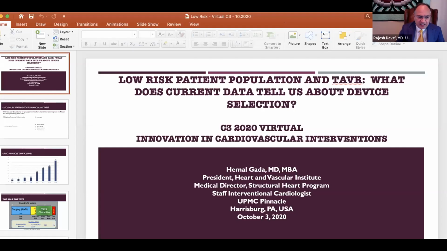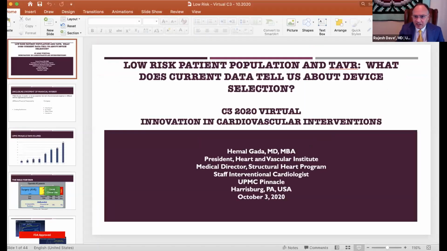And I'd like to now have Dr. Hemal Gada from UPMC in Harrisburg to discuss the low-risk patient population and TAVR. What does current data tell us about device selection?